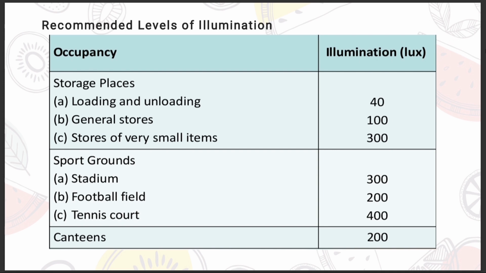Next is sports grounds. A is stadium, that is 300 lux. B, football field, that is 200 lux. Next is tennis court, that is 400 lux. And last is canteens, that is 200 lux.